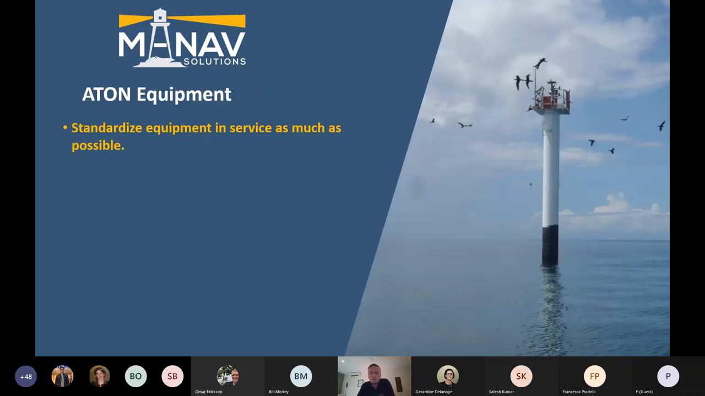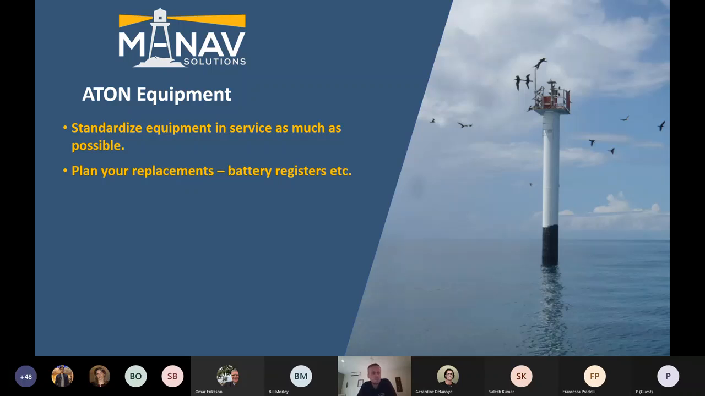So AtoN equipment, standardise equipment and service as much as possible. I think Patrick made a good point on this one in his presentation. You should try and keep your equipment, depending on the ranges that you've got, the different structures, different categories. Try and just use the minimal amount of brands and models that you can, much easier to store.